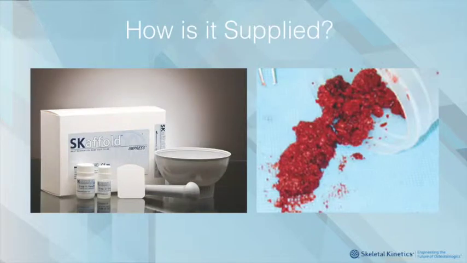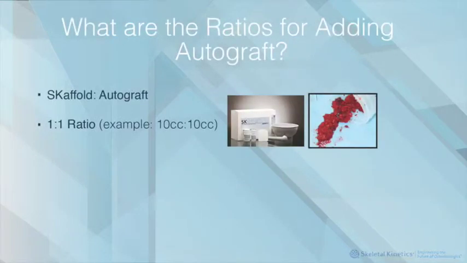Again, when utilizing this indication, you will use SKaffold Impress, which comes in a putty formulation, and you will harvest morselized autograft bone, as seen in the picture to the right. There are a couple recommended ratios for adding autograft to SKaffold. The easiest and most reproducible one is to mix a ratio of 1 part to 1 part, meaning 10 cc's of SKaffold to 10 cc's of autograft, or any unit measure that is supplied.